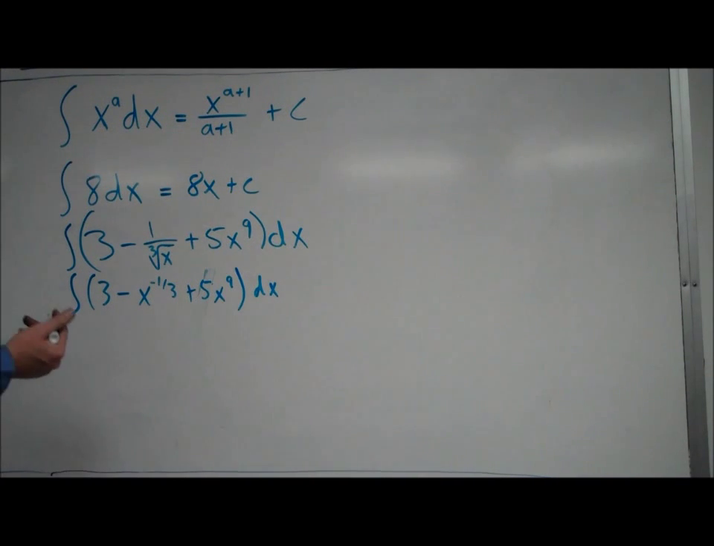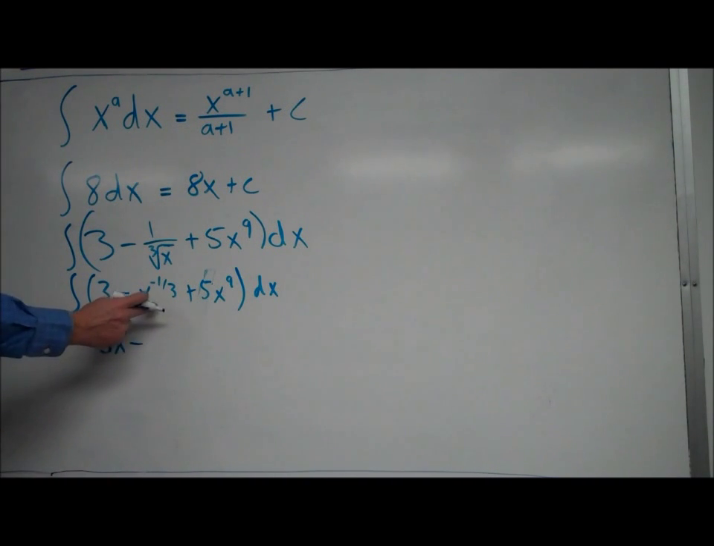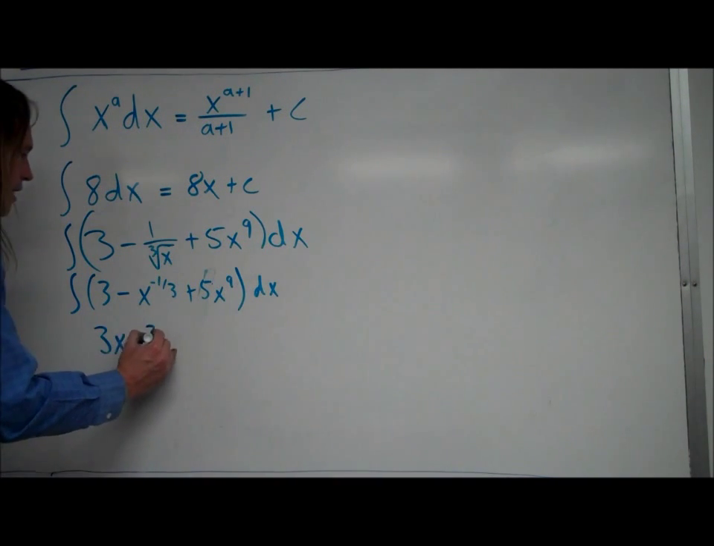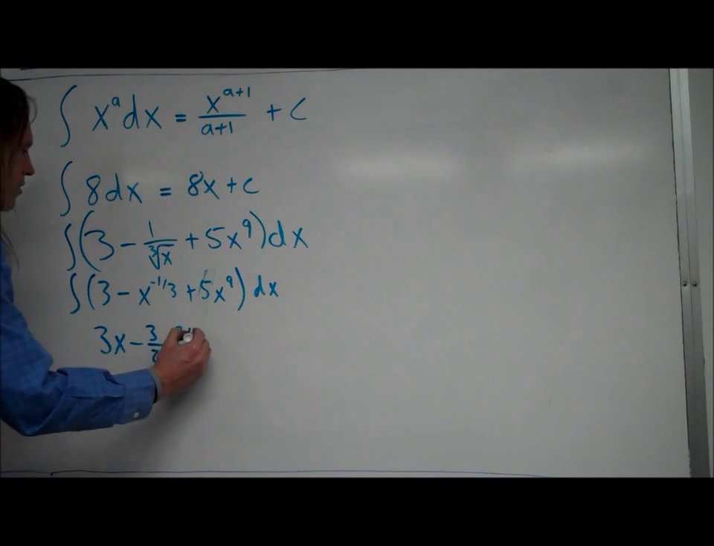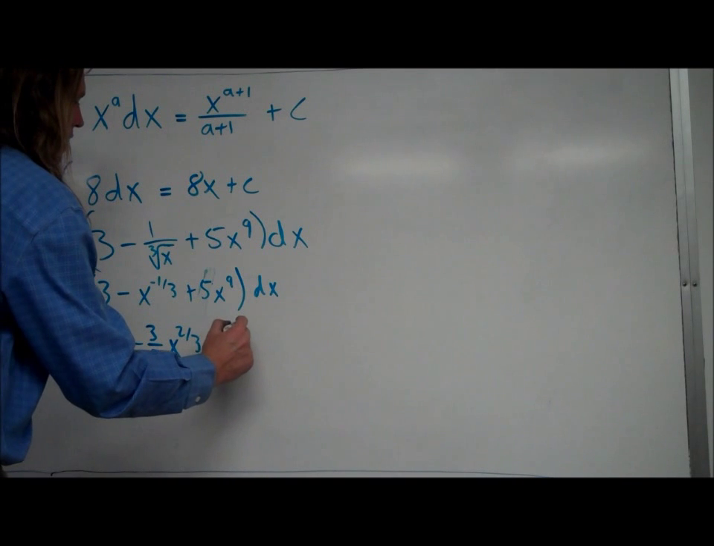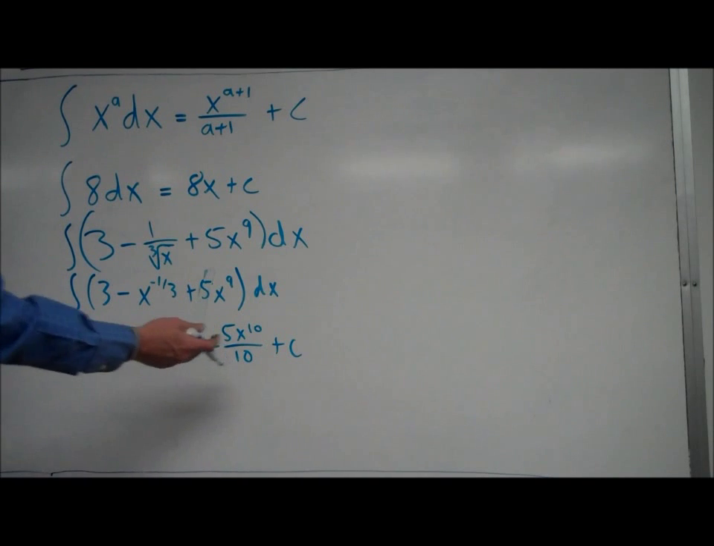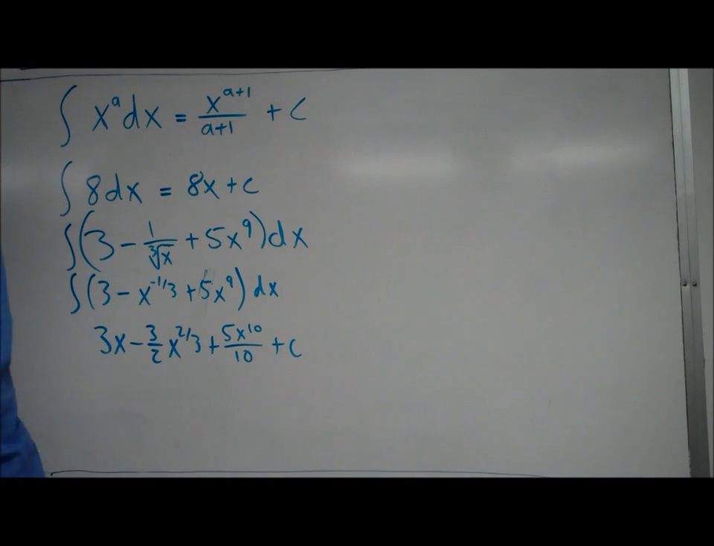Okay, now it's time to take the antiderivative of this. The antiderivative of 3 is just going to be 3x minus, so here for this I'm going to add 1 to the exponent, so that'll become 2/3. And then I'm going to divide by 2/3, but like I said before, instead of dividing by 2/3, I'll multiply by 3/2. So it'll be 3/2 x to the 2/3 plus, and this will be 5x to the 10 over 10 plus c.